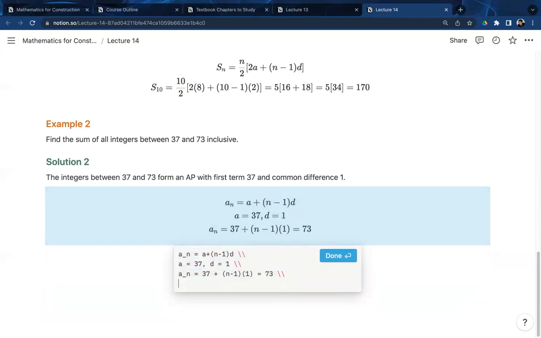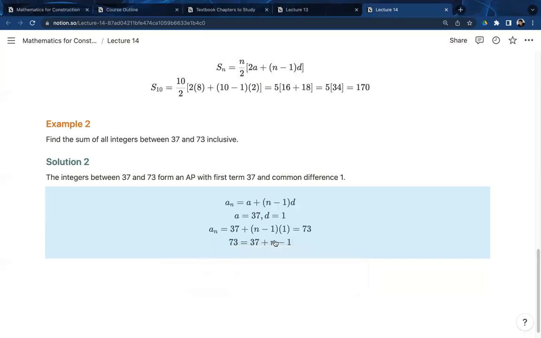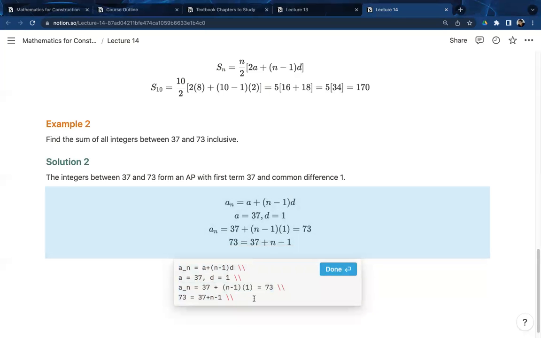So we go in. 73 is equal to 37 plus (n minus 1). This looks fairly simple to solve. n is equal to 73 minus 37, putting everything over on the other side, plus 1. 73 and 37 is what? Well, I mean, 73 take away 37, right?